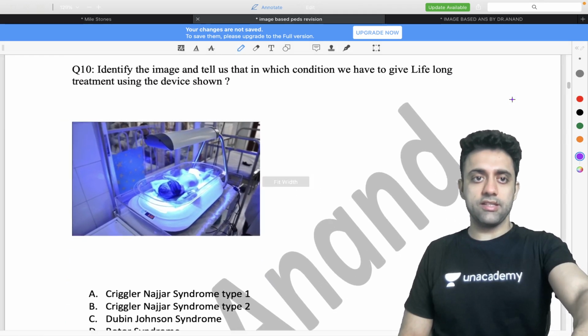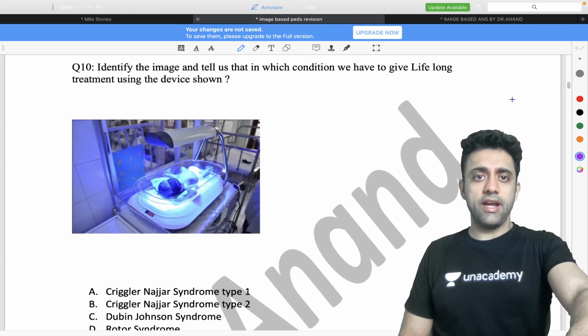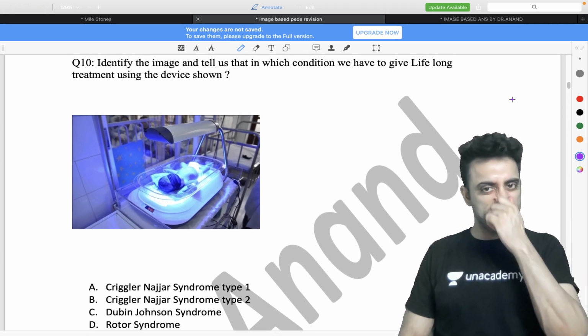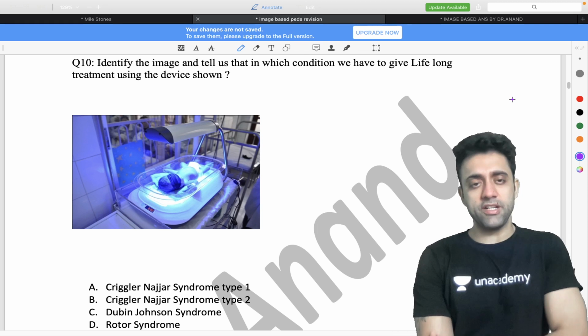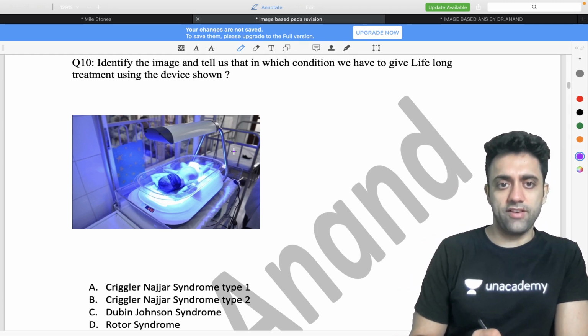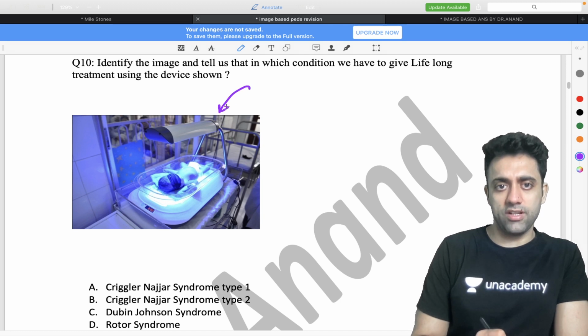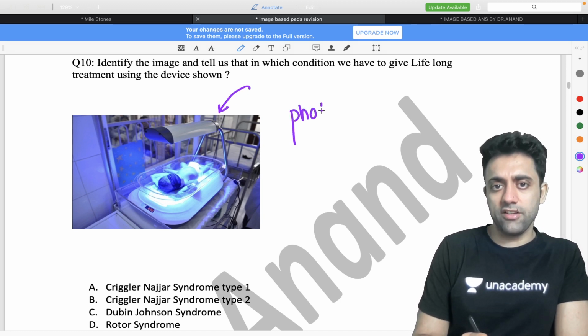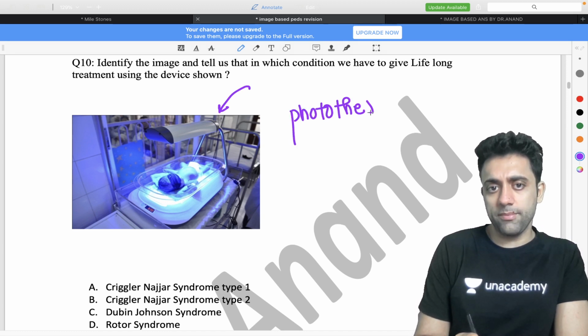Let's see if you can answer this. Identify the image and tell us in which condition we have to give lifelong treatment using the device shown. Identify the image. So this device, what is this device? This device is nothing but phototherapy. Yes or no? Phototherapy. Very good.